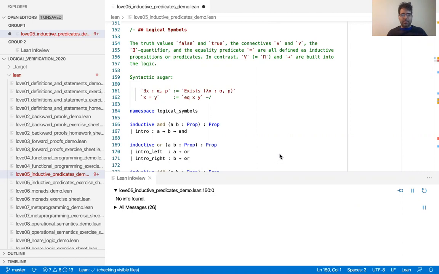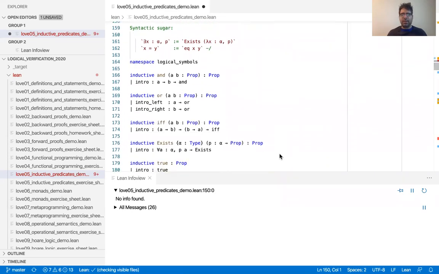Okay, so we're going to see more examples of inductive predicates, namely the logical symbols themselves. So the connectives, the quantifiers, and even the truth values, false and true. So what we're going to do is basically look into Lean's internals, right? Because Lean is largely built using itself, using its own language.